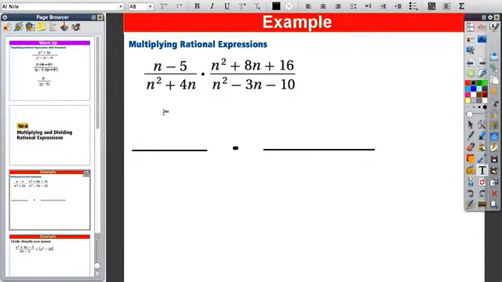If you look here, this is not factorable. There's no GCF, greatest common factor, here, so we just write it down. So it's n minus 5. Now let's look at this part. If you look here, n squared plus 4n, there's a GCF here of n. I'm going to pull the n out. And inside the parentheses, I am left with n plus 4.